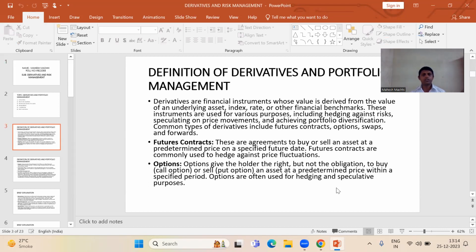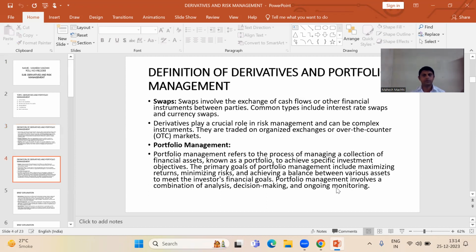Futures contracts. These are agreements to buy or sell an asset at a predetermined price on a specific future date. Futures contracts are commonly used to hedge against price fluctuations. Options. Options give the holder the right, but not the obligation, to buy (call option) or sell (put option) an asset at a predetermined price within a specified period. Options are often used for hedging and speculative purposes.